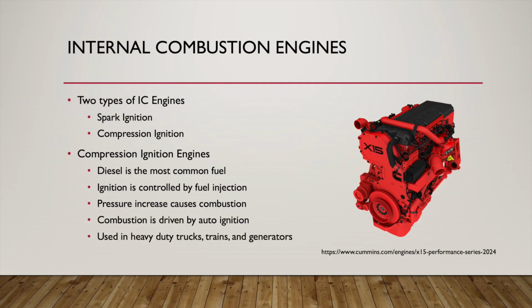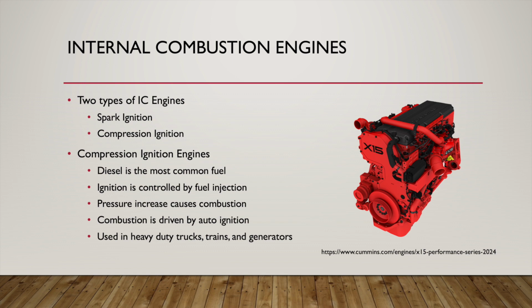There are two different types of internal combustion engines. We have spark ignition and compression ignition. Spark ignition engines are the engines that are most common in your vehicle. So most passenger cars are spark ignition engines. That's where they use gasoline and they have a spark to ignite the fuel. Then with compression ignition engines, those are all diesel engines. And so those are in more medium duty trucks, some light duty trucks. These are used more in Europe. And then also in heavy duty trucks, trains, and generators.